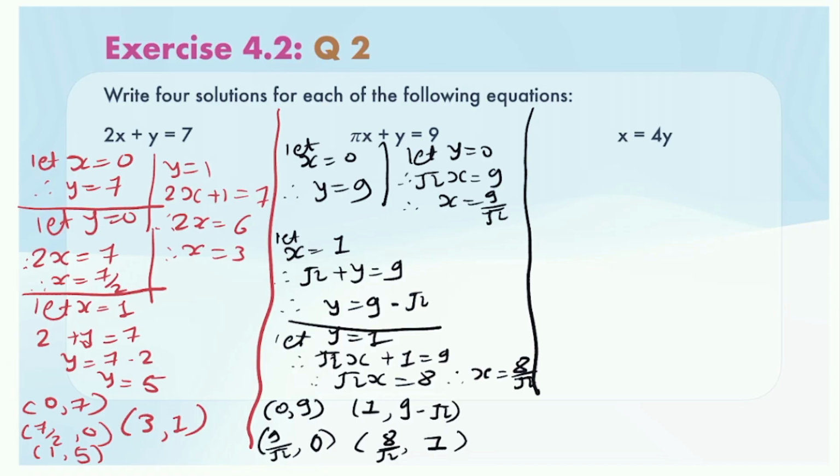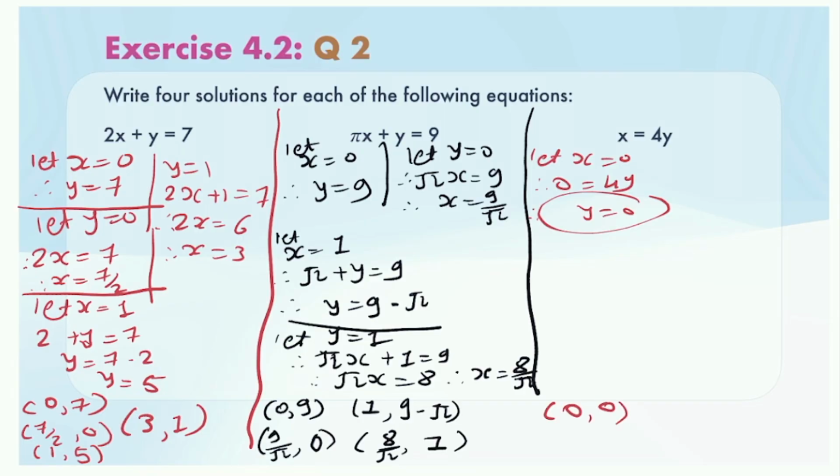Now x equal to 4y, very simple. Let me put x equal to 0. Then 0 equal to 4y. So y equal to also 0. Right? 0 equal to 4y, 4 will be in the division. So 0 by 4, that is 0 also. So y equal to 0. So I get one solution as 0 comma 0.